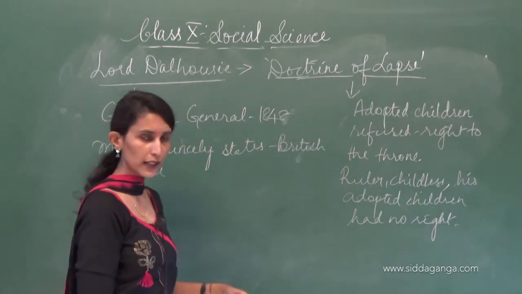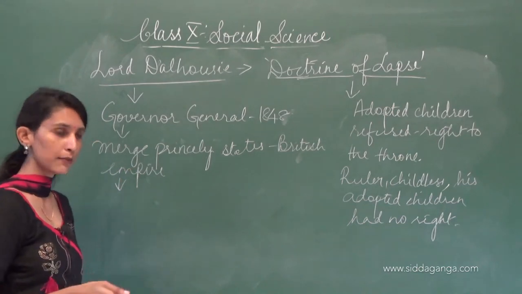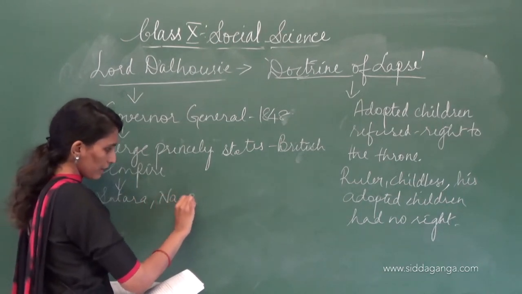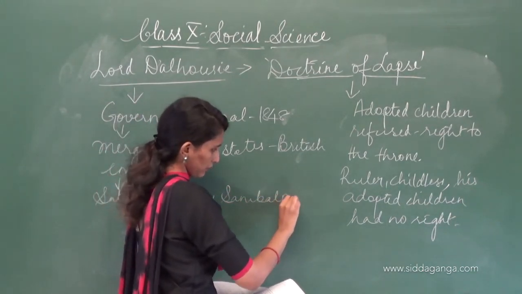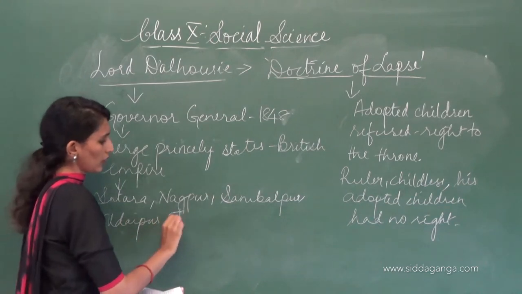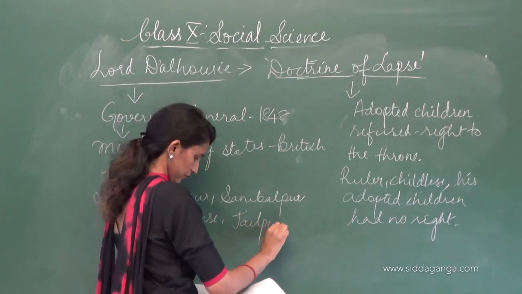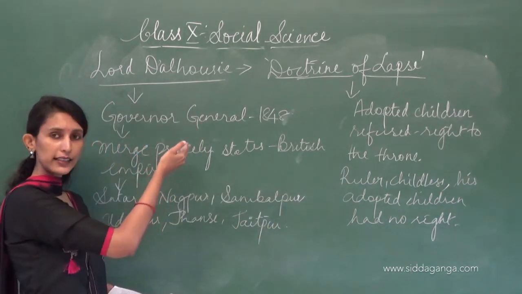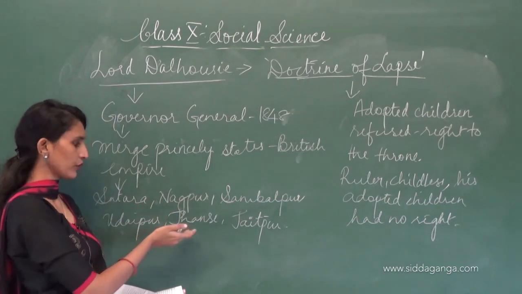What did he do after this? I told you earlier, he wanted to merge the princely states. Some states he had already merged at that point of time were Satara, Nagpur, Sambalpur, Udaipur, Jhansi, Jaipur. These were a few of the states that he merged, because he wanted to merge them, as I told you earlier. Satara, Nagpur, Sambalpur, Udaipur, Jhansi, Jaipur.